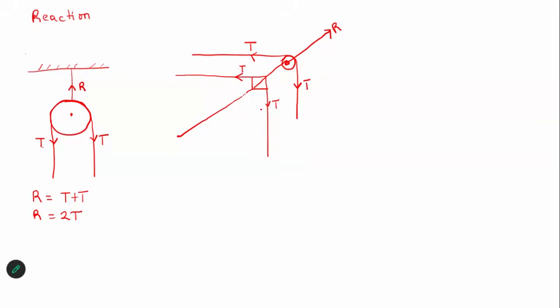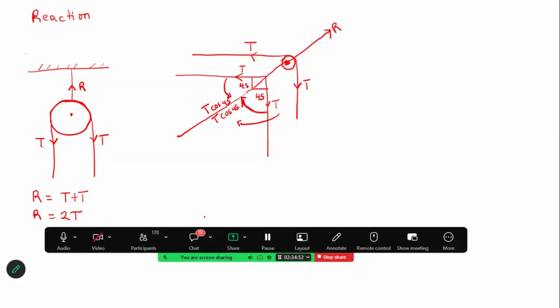To find the forces opposite to this reaction, we are going to resolve this T towards this. This one being 90, this is 45, and this is 45. So when you resolve this T towards this, you end up with T cos 45. When you resolve this other one also towards here, you end up with T cos 45. Kindly, can you let me know through the chat whether that point is okay? Is that fine?